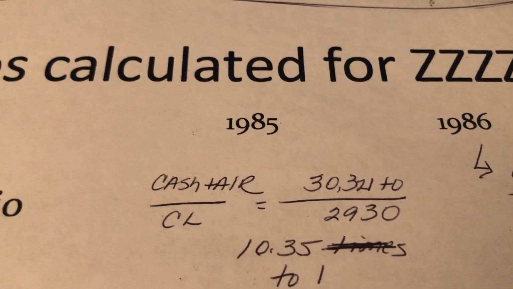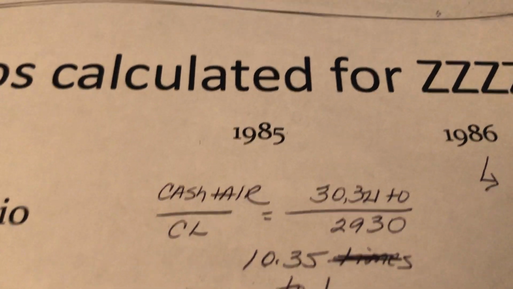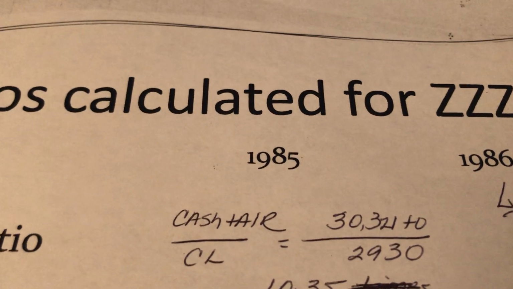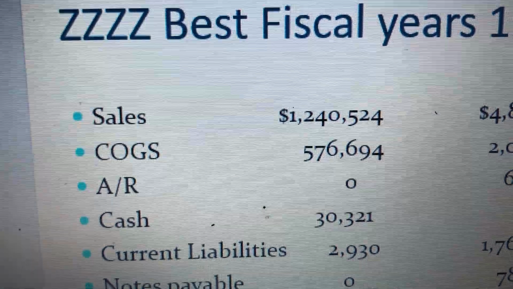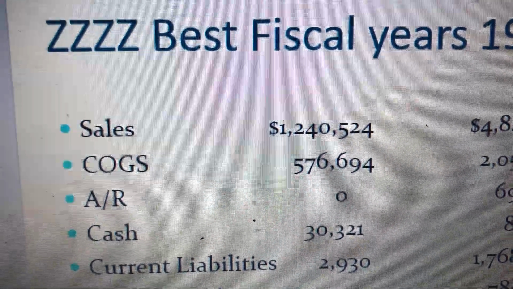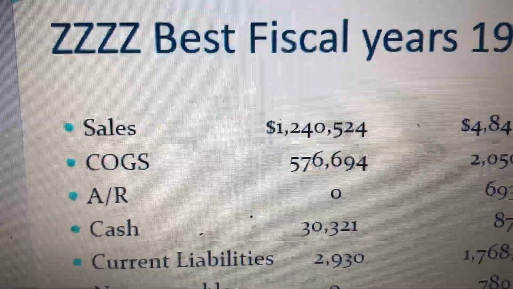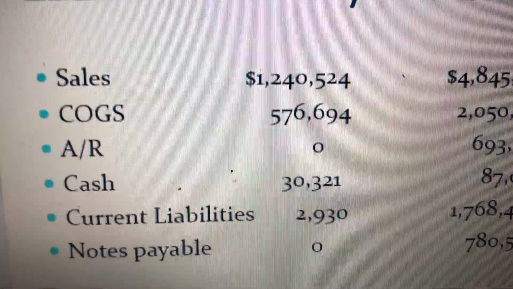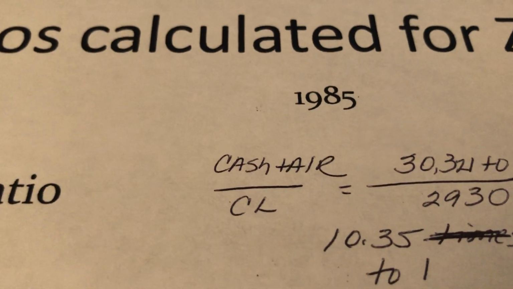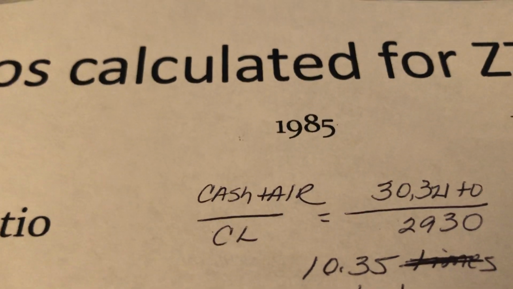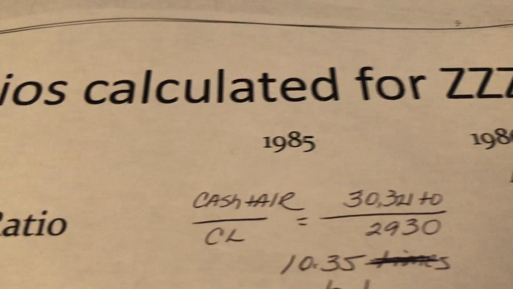So cash plus accounts receivable divided by current liabilities. I pulled numbers off of this statement. Your cash for the first year would be $30,321, accounts receivable 0, and then your current liabilities 2,930. So on that one we got 10.35 to 1. That's really high, and it's because they didn't have any accounts receivable at the time.